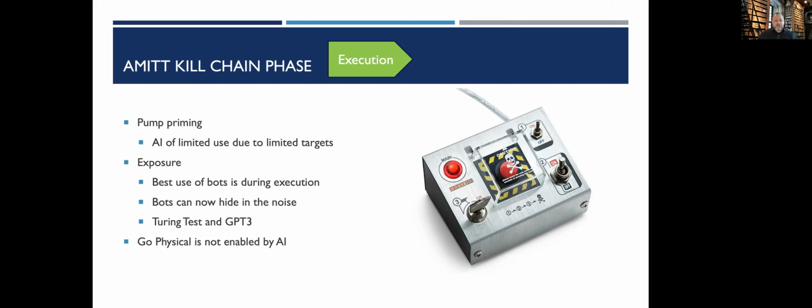The last bit is what Amit calls go physical, and go physical is really getting out of the network world and getting into the physical world by doing things like live protests or selling propagandized products like hats and t-shirts. And AI is not tremendously useful here. However, AI is really good for the marketing bit. And again, you can use this for advertising. That's what the social media networks were designed for.